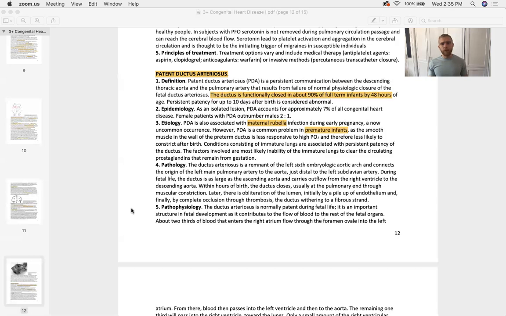Remember, rubella is going to be an RNA virus. It's RNA positive. The mom is going to present with a descending rash. It gets worse, possibly a fever, and arthritis is also associated with rubella.